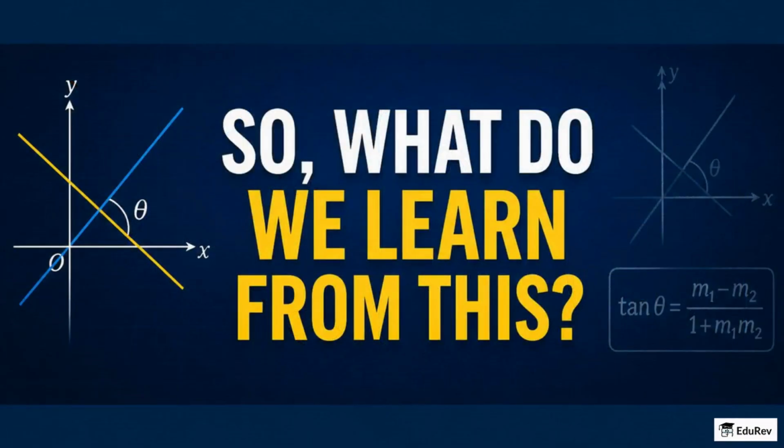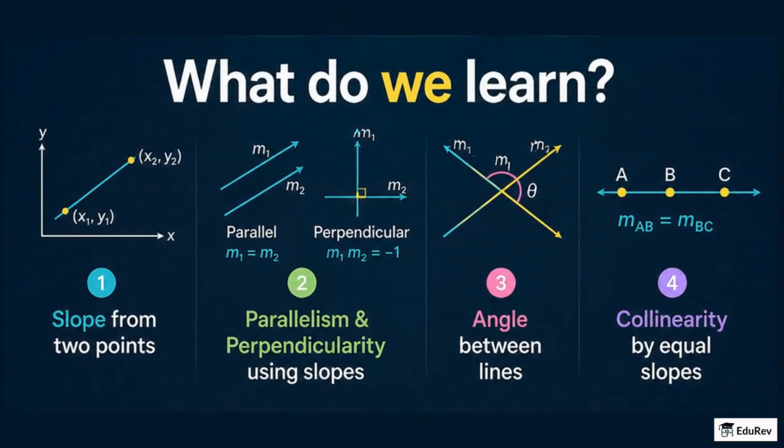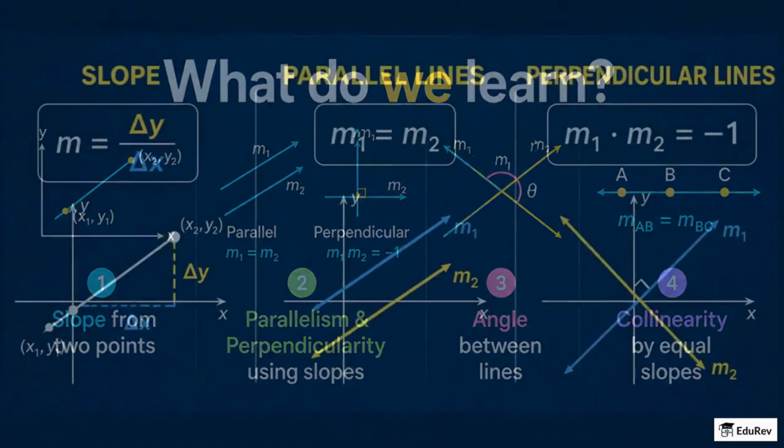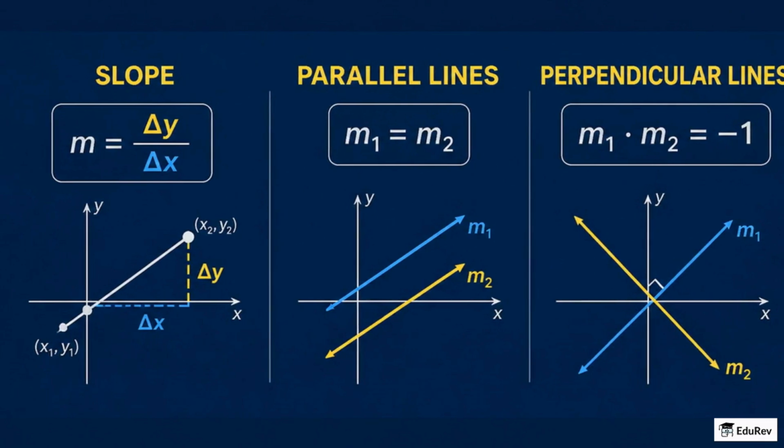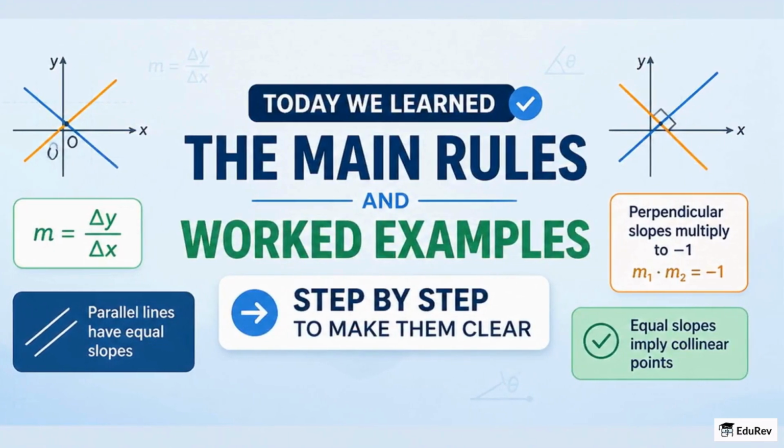So what do we learn from this? We learn to find slope from 2 points, to test parallelism and perpendicularity by slopes, to find the angle between lines, and to test collinearity by equal slopes. Let us quickly remember, slope equals change in y divided by change in x. Parallel lines have equal slopes and perpendicular slopes multiply to negative 1. So today we learned the main rules and saw worked examples step by step to make them clear.